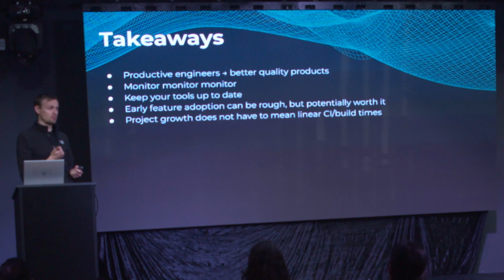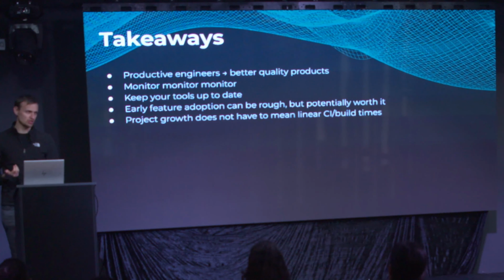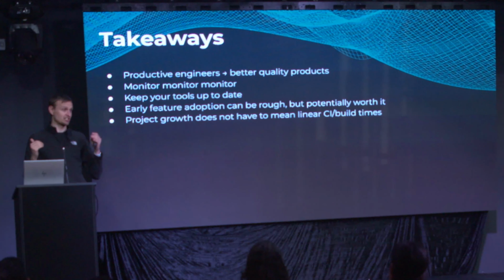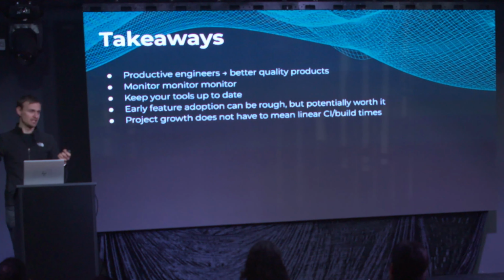And speaking of features, some of those features might be really painful to adopt, but it might be worth it. For example, configuration cache. It was a multi-year effort to get it enabled. But once we got it, the impact was big. So that's the kind of thing to keep in mind. Finally, to wrap up, all I want to say is that if your project grows in terms of code and everything, it doesn't mean that CI times grow linearly. If you get 10 times more code, it shouldn't be a 10 times slower build. If you take anything away, that's what you should take away.